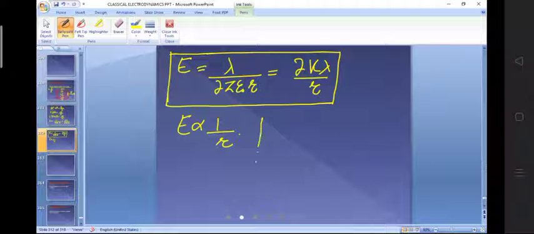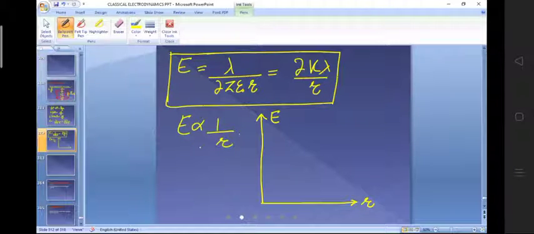Now, if for example you are supposed to plot the E versus R graph, here we have R, the radial distance, and this is the electrostatic field, and you are supposed to plot the E versus R graph. So the graph will obviously be a rectangular hyperbola, because E is proportional to 1 divided by R.